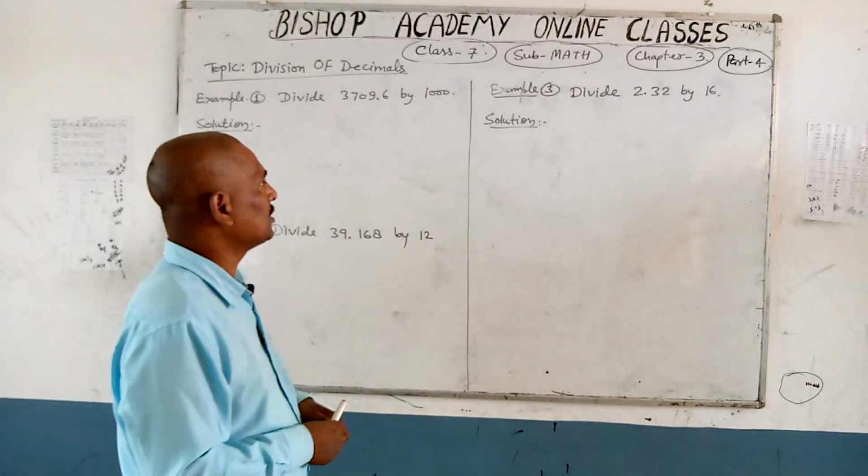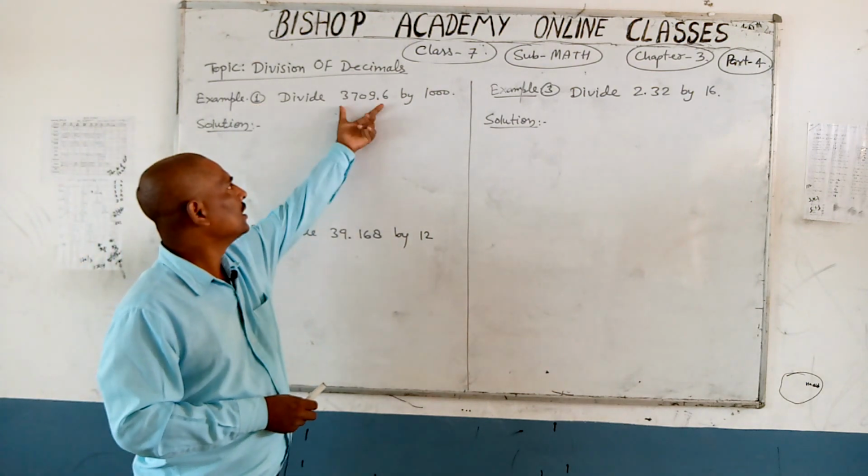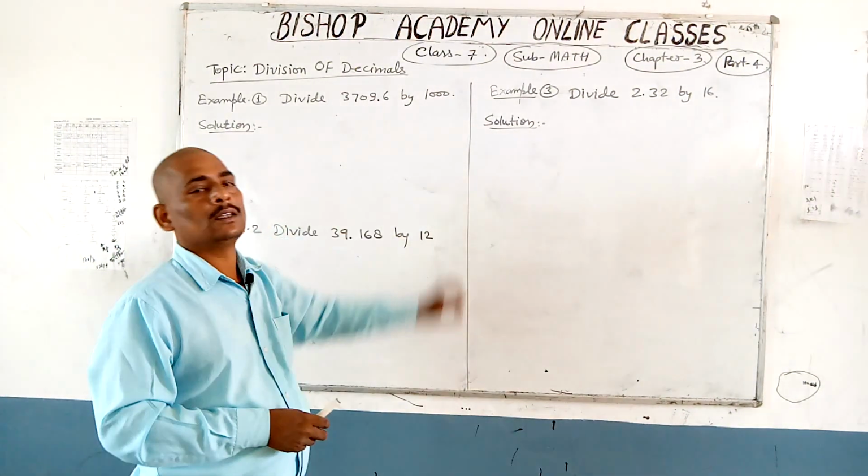Today's topic is division of decimals, for class 7, subject mathematics, chapter 3, video part 4. Here, students, through example number 1, understand how to divide a decimal by 10,000.